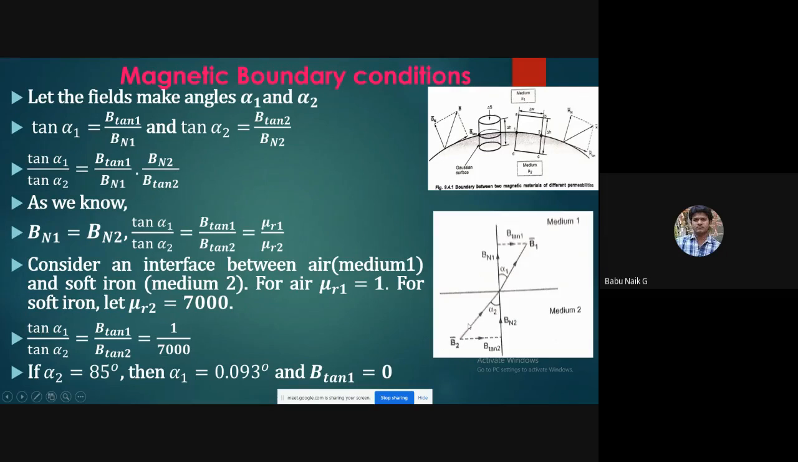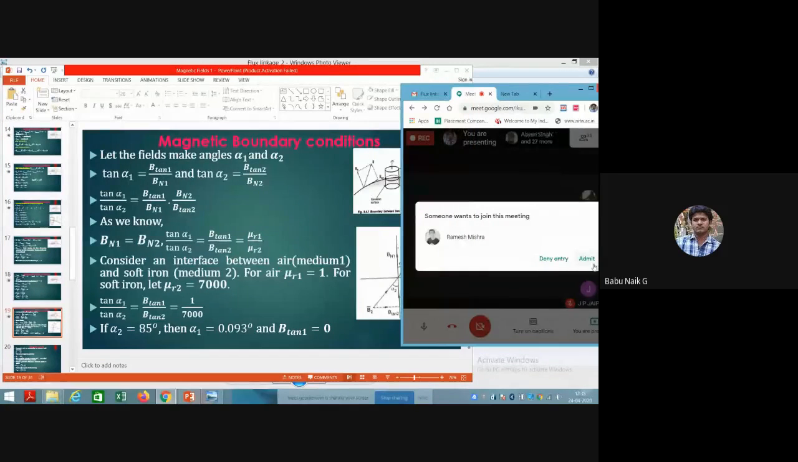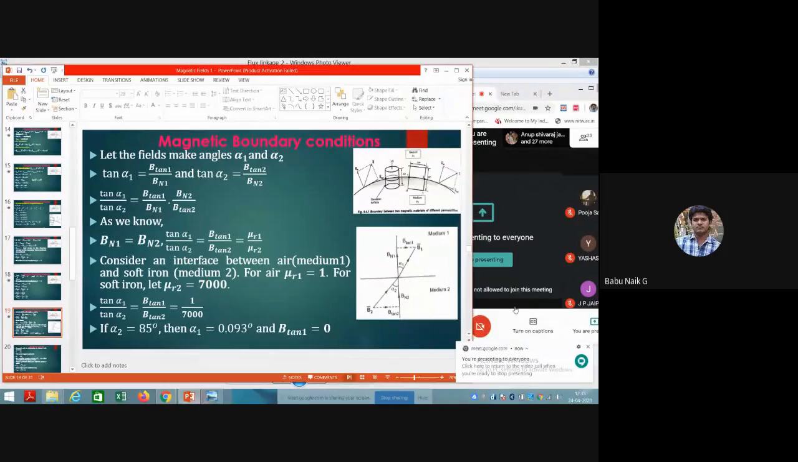After calculating this, if from this graph alpha 2 is given as 85 degrees, which is slightly more than that 60 degrees, tan alpha 1 you can calculate here after substituting 85 degrees. So alpha 1 is equal to 0.0393 degrees. The other one is B tangential is equal to 0. So this you can calculate, the main thing being considering the magnetic field intensity.